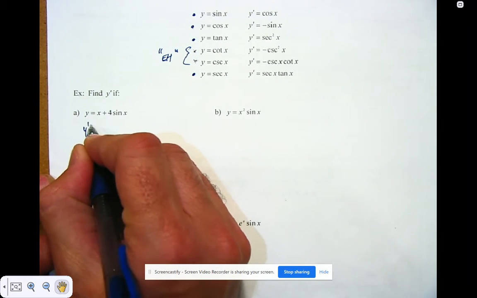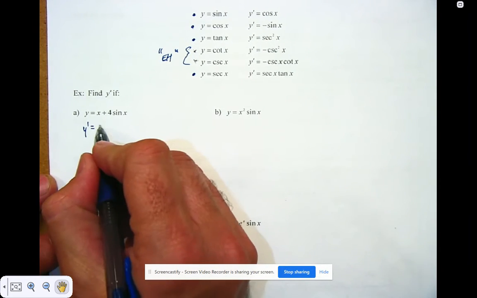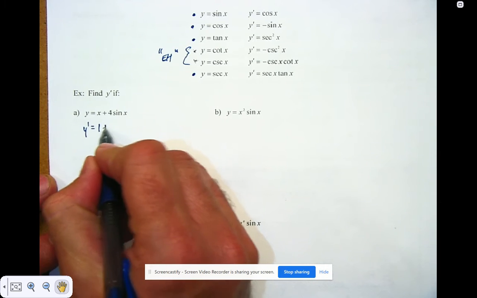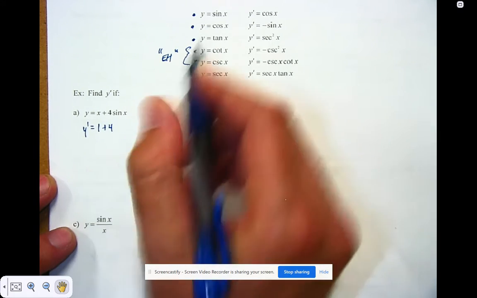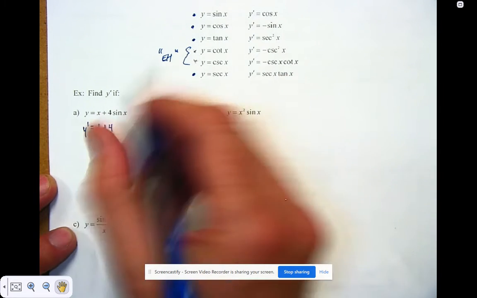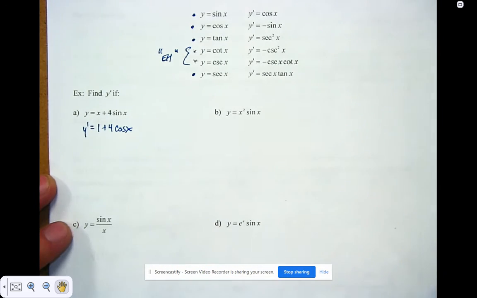So we have y prime is equal to the derivative of x, which is just 1, plus 4 times the derivative of sine, which is cosine. So you just write cosine of x. That's it. No tricks.